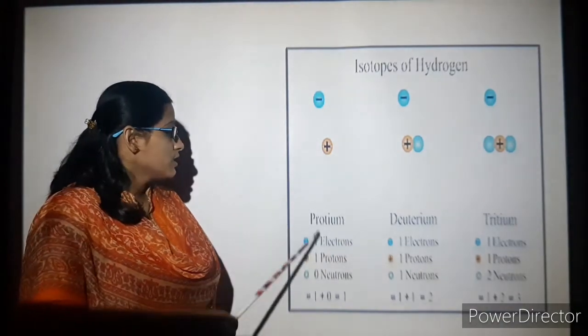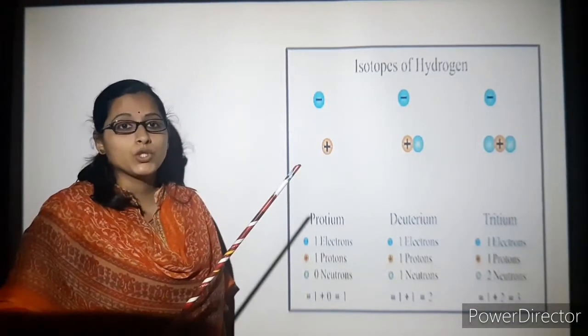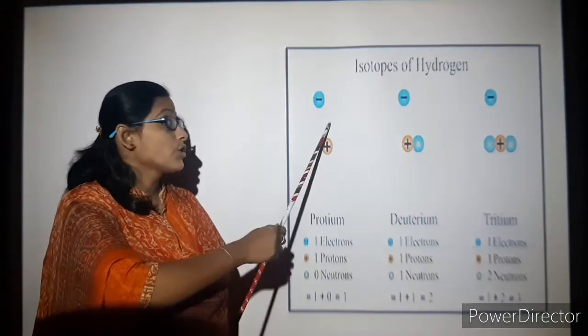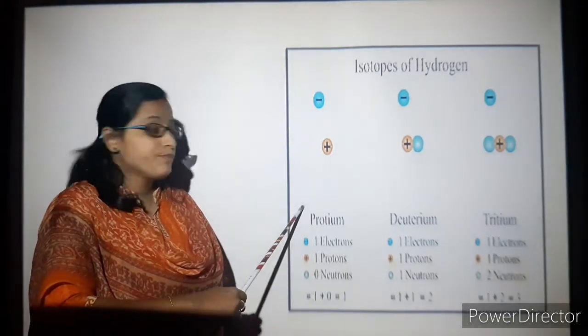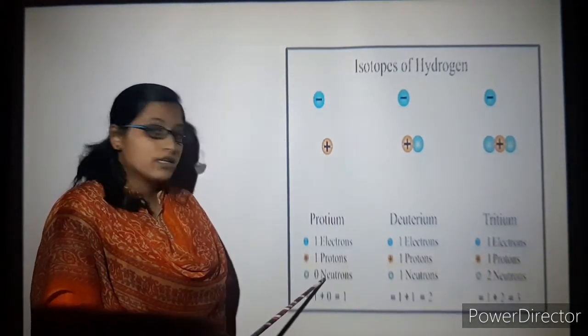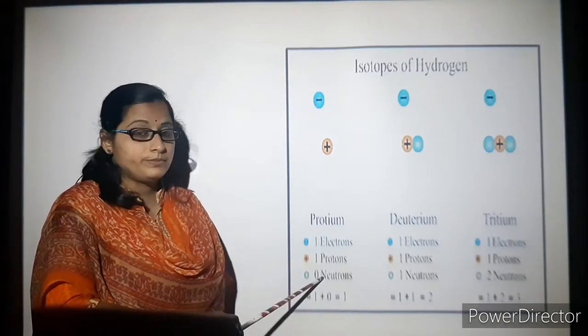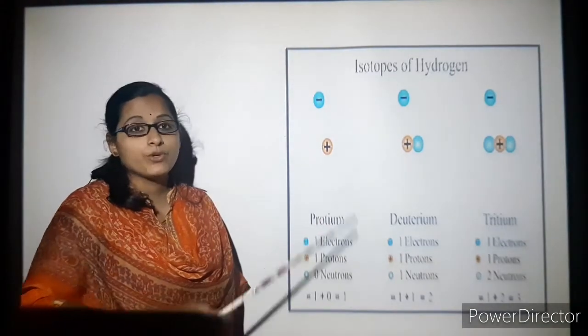As I told you, hydrogen has one proton and no neutron, so it is known as protium. It has one electron, one proton and 0 neutrons. So you can see here, it is known as protium.